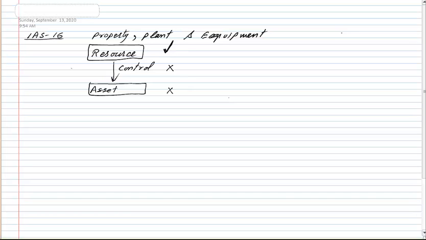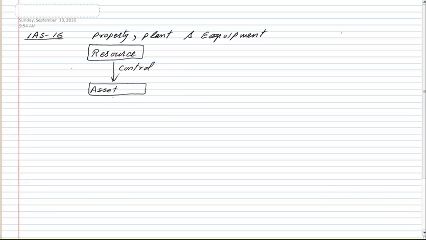So what are assets? Resources controlled by the entity, controlled by the business, are called assets. For example, if we have purchased a plant and we are using that plant within our business. The plant is a resource because we are using it within our business and we are getting benefit. Because we have purchased the plant, we have control over the plant, and now it will become our asset. So this is the very starting point. Those resources which are under the control of the entity are called assets.